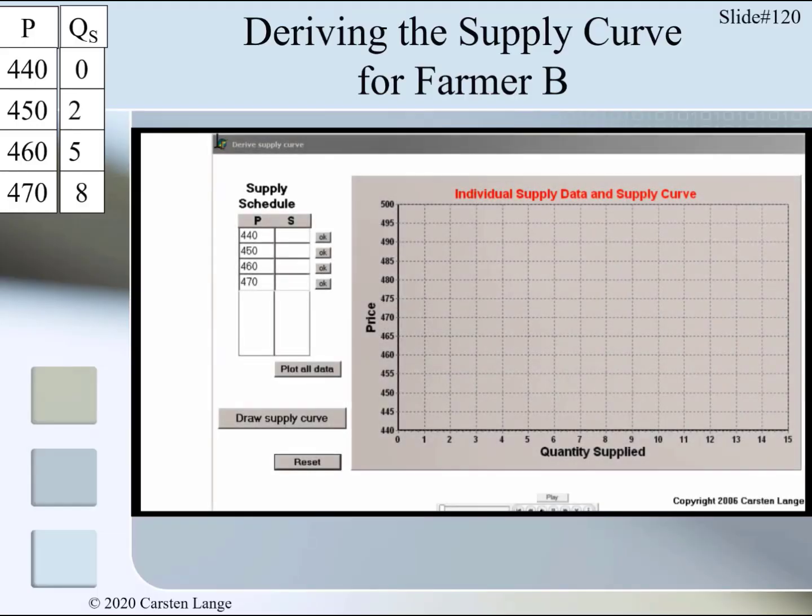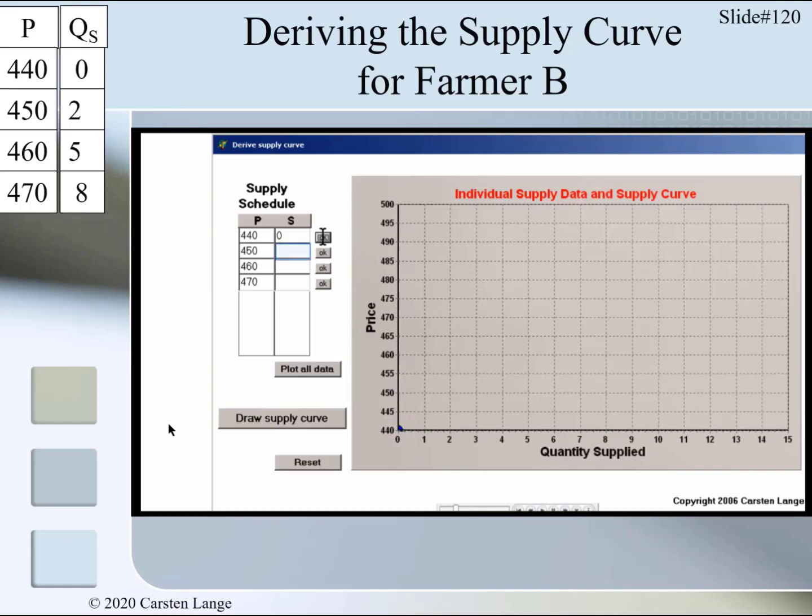After opening the program, we copy the quantity supplied for each price in the supply schedule of the diagram, and the program will actually plot our data. We start with a price of 440. When the price is 440, the supplied quantity was 0. Check the diagram. The data point is plotted correctly in the diagram.